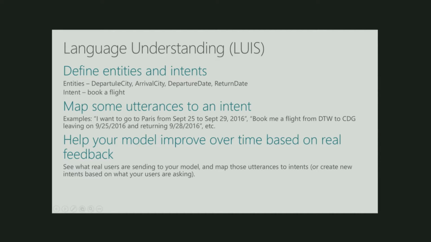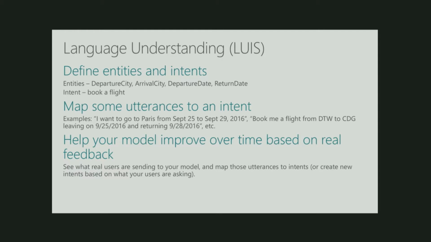So I start by defining these entities in this intent. Then I just map a few utterances to an intent. And what I mean by utterances is just natural language expressions of how I would ask for that thing. So for example, I want to go to Paris from September 25th to September 29th, or book me a flight from DTW to Charles de Gaulle, et cetera, on these particular dates. And so then I have natural language mapped to these intents.